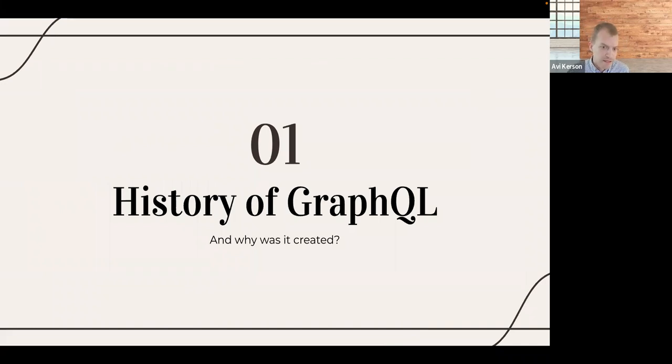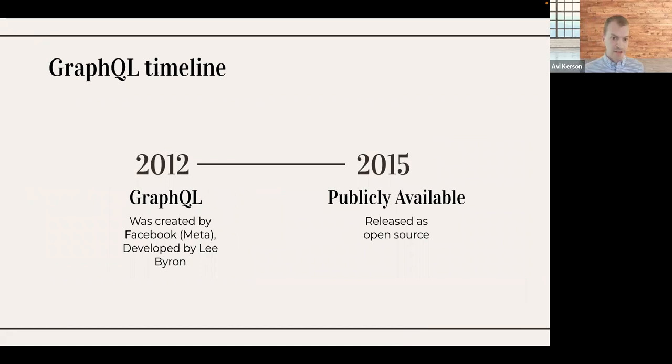All right, the history of GraphQL and why it was created. In 2012, GraphQL was created by Facebook, now known as Meta. It was created as a new API standard that provides a more efficient, powerful, and flexible alternative to REST. Facebook started using GraphQL in 2012 in their native mobile apps, and they did this because there was a need for a more efficient way to fetch data through cell services.